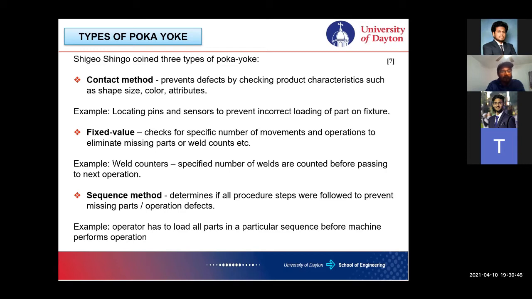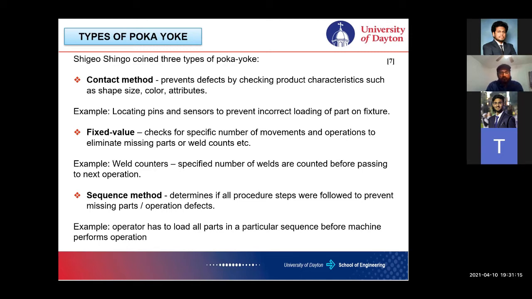Now let's see various types of Poka-Yoke defined by Shigeo Shingo. The first one is the contact method. The contact method can be useful to prevent defects by checking product characteristics such as shape, size, color, attributes. For example, locating pins and sensors to prevent incorrect loading of a part on a fixture.